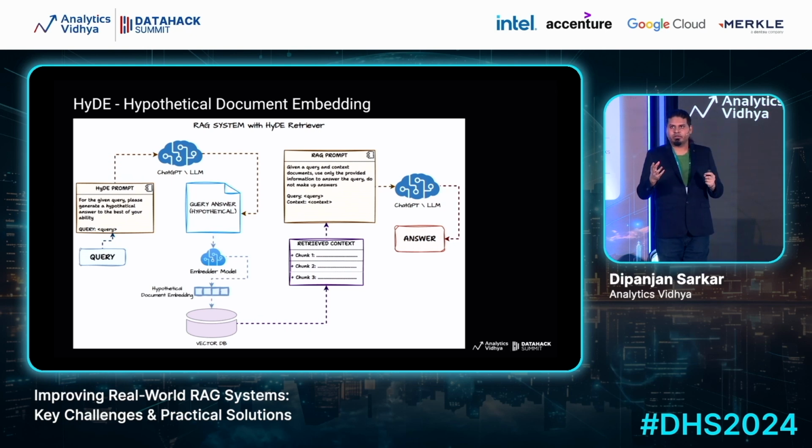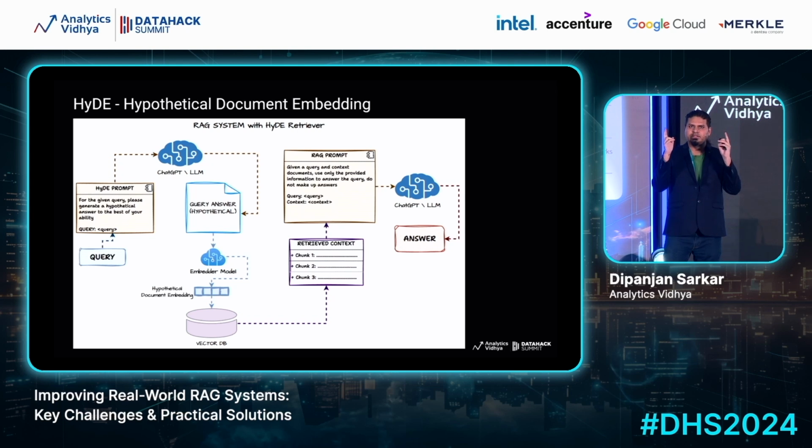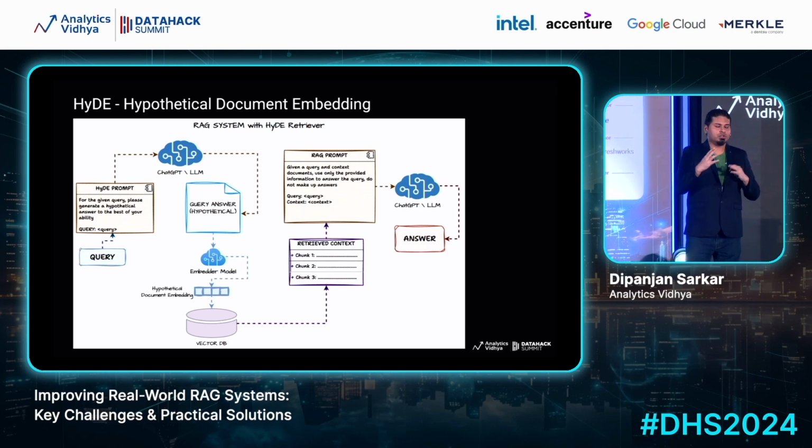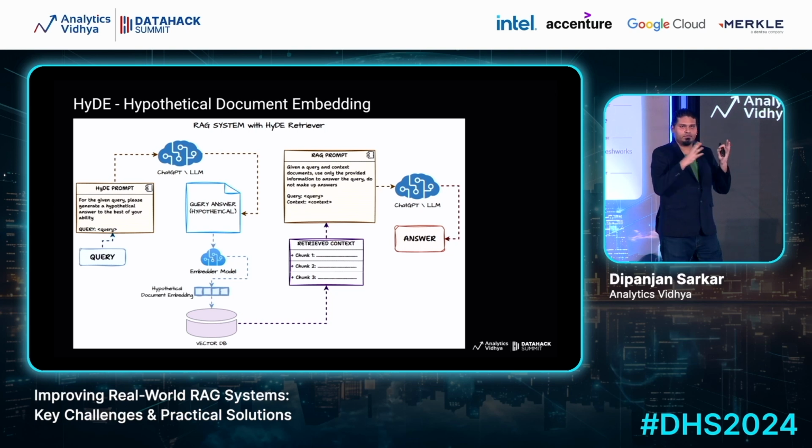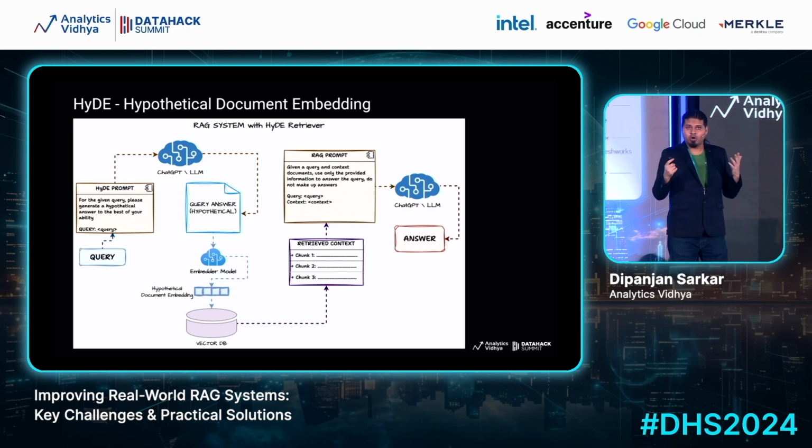Because if you think about it, a question is often just a few words, but an answer or a document chunk is a lot of words. So if you generate a hypothetical answer first and then do the retrieval in the vector database, often you may get good results. And you can check out the HyDE paper also, where they ran some benchmarks and they got good results.